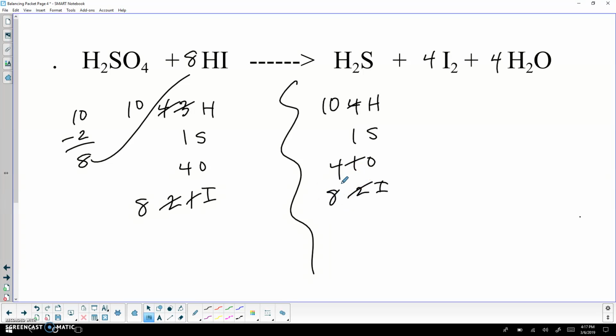Okay, I think this should work now. So total of hydrogen, I have 2 and 8, which is 10. I have 2 and 8, which is 10. Sulfur, I have 1 here and 1 here. That looks good. Oxygen, I have 4 and I have 4. Hydrogen, we have, excuse me, 10. These 2 and these 8 are 10. We have these 8 and these 2, which is good. 8 iodine, 8 iodine. There we go. Success.